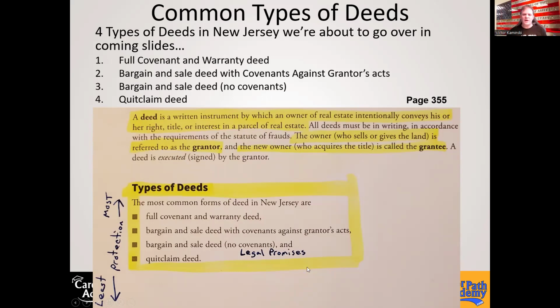Then I put the highlighted box around the 4 types of deeds. I put the word protection there with the arrow on each end. I wrote most to the top and least to the bottom. So the full covenant warranty deed offers the most protection, whereas the quitclaim deed offers the least protection. And then over here where it says bargain and sale deed with no covenants, a covenant is a legal promise. So that's why I wrote legal promise next to the word covenant.